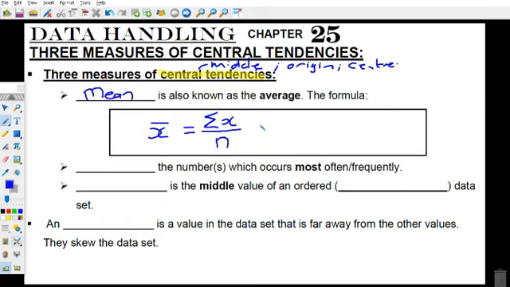So now let's have a look at this. We say it is the sum of all points, the sum of all the points we have. We'll get more into that a little bit later. And then the n is the number of points you are finding the average of.